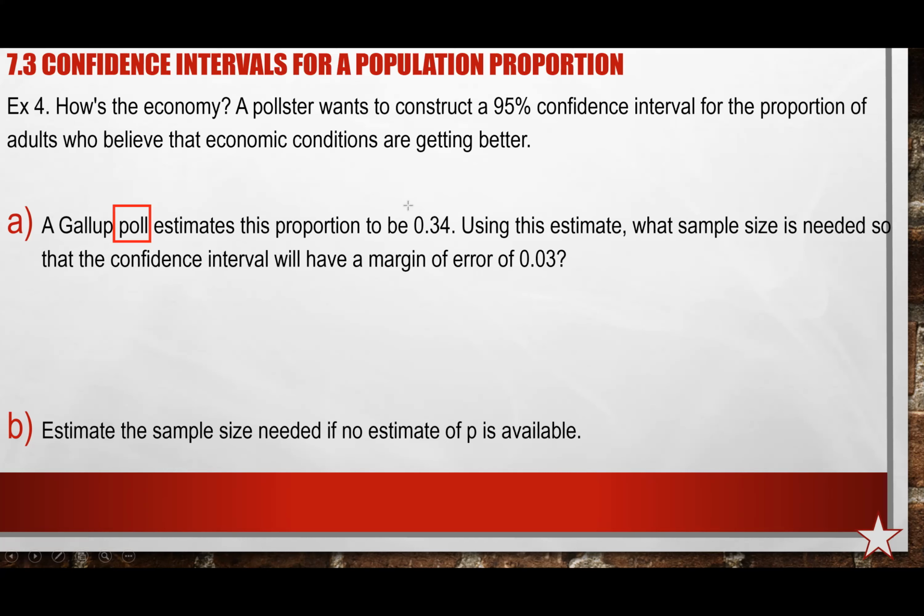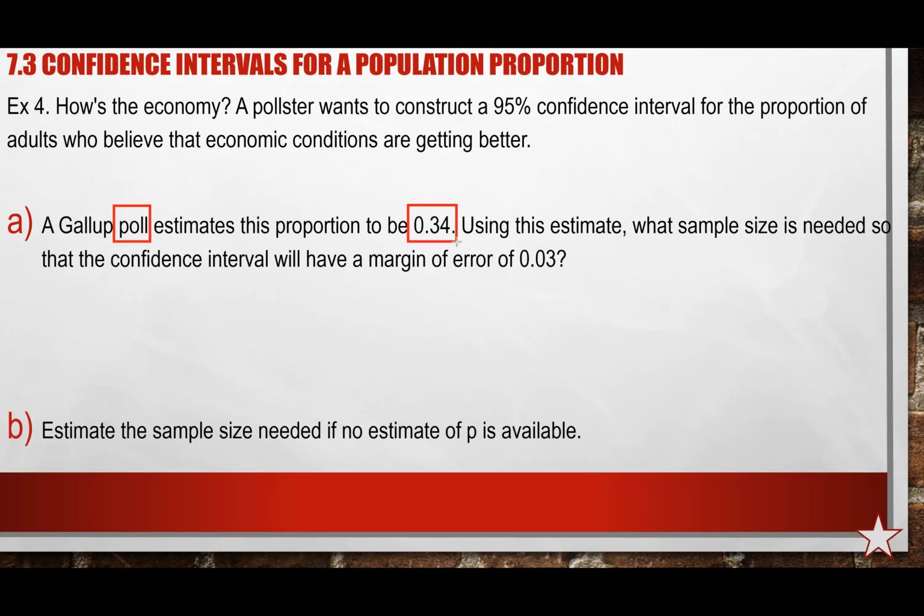in a survey, in a poll, the number is your sample number, right? So what they tell you is that somebody ran a poll, and they found out that, based on the poll that they asked, the proportion of people who believe that the economy is getting better is 34% or 0.34. And that, ladies and gentlemen, is your p hat, because that is the proportion, the sample proportion, because it's related to the poll.